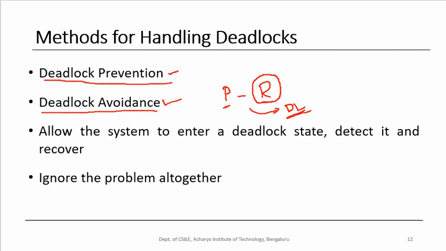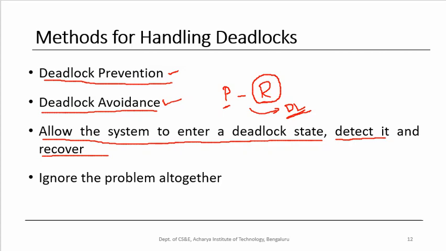The next approach is to allow the system to enter a deadlock state and have an algorithm to detect it and to recover from the deadlock. So this is another method used for handling deadlock.